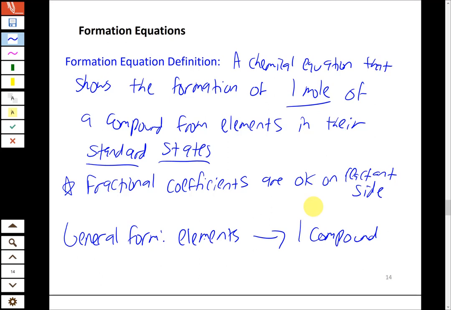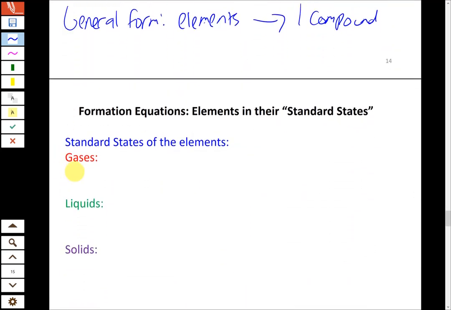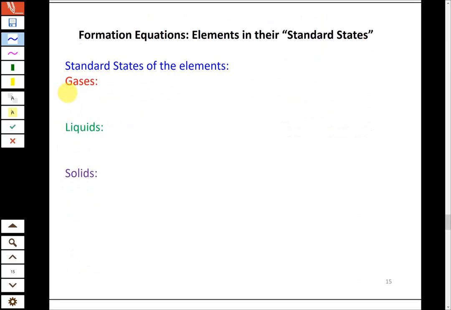So to be able to write and recognize formation equations, we do have to talk a little bit about the standard states of elements, because that's what it's always going to be on the reactant side. Elements in their standard state. Well, what does that mean? So the standard state means first the state of matter. Is it a gas, liquid, or solid in its normal state? And that would be under 1 atmosphere of pressure. I think 298 Kelvin is the standard condition. So whatever the element exists at on Earth at sea level with 25 degrees Celsius temperature, 78 Fahrenheit. So that's what we mean by standard state.